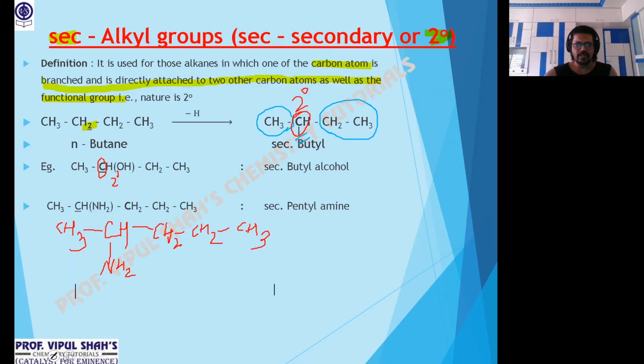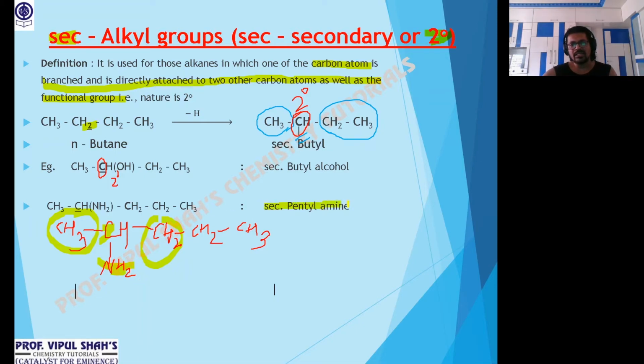So now, quickly if you analyze this, how do I do this part? The carbon atom is branched, this one, attached to two other carbons as well as the functional group, and that is sec, 2 degree. Common name, count all, so there are 5 carbon atoms, so sec pentyl. NH2 I said it's an amine, primary amine, so sec pentyl amine, that's the name.